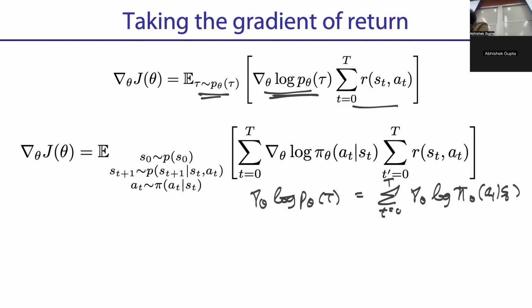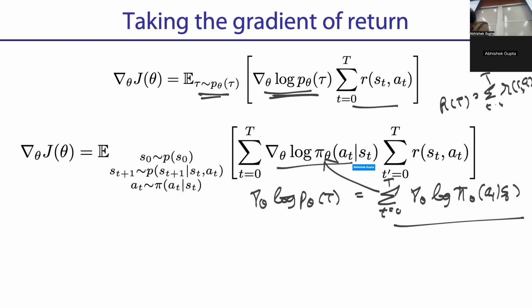And that's what we're going to substitute in for the first term. R tau is just the sum of rewards along a trajectory. So this is grad theta log p theta tau, and this is R tau. It's the same expression as before. We just expanded it into something that we can implement.